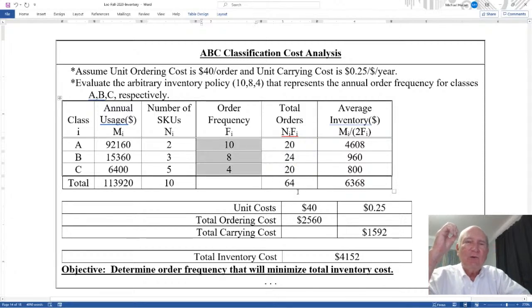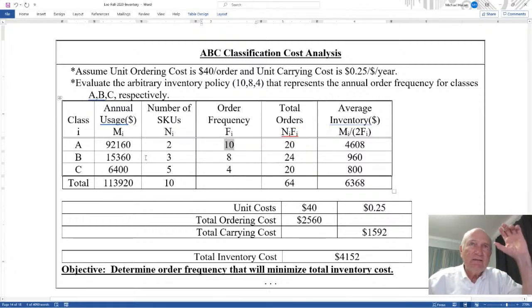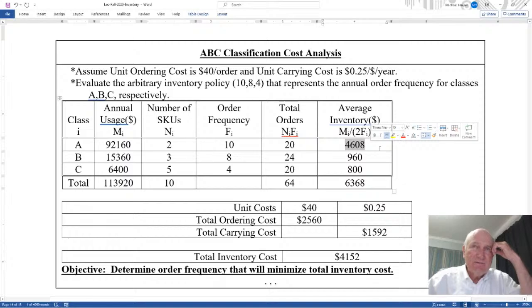Well, when you designate an order frequency, that's really your policy. It tells you when to order and how much to order. When to order? Well, I'm going to divide the year by 10: 1/10 of a year, every 1.2 months. How much do I order? Well, I'm going to take this, divide it by 10, and that's my lot size, $9,216, however many items that is. Okay, but if I divide that by 2, that's going to give me my average inventory in dollars.